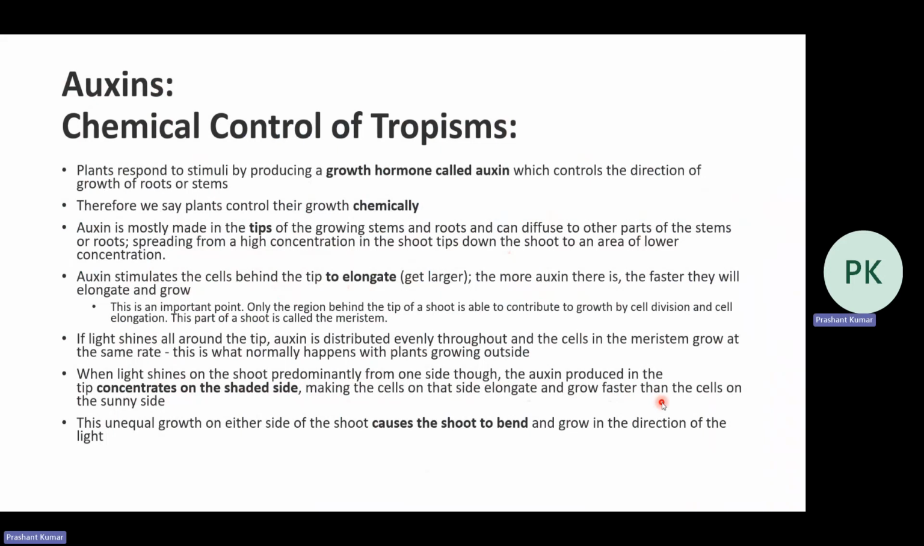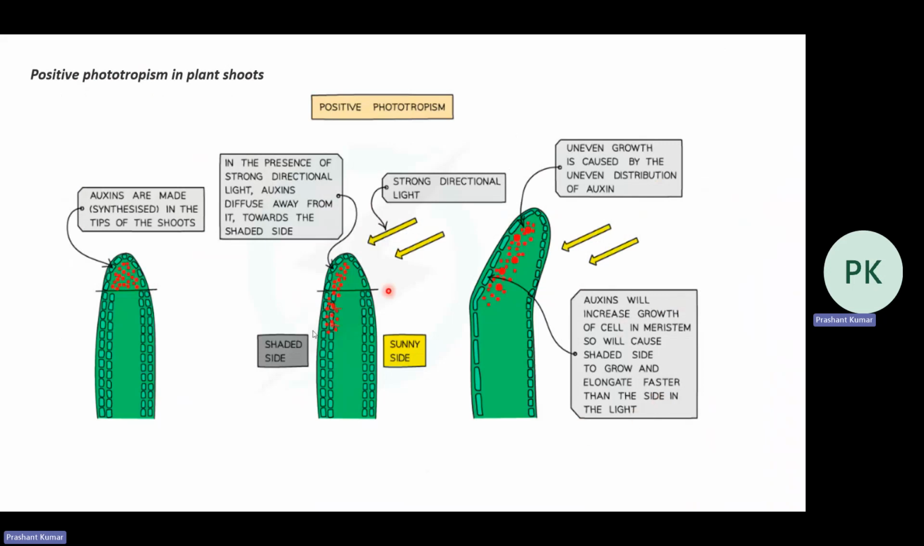That is why there is unequal growth on either side of the shoot, causing the shoot to bend and grow in the direction of the light. Like this you can see. So auxin is made in the tip and sunlight falls here, so they are going in opposite directions. And wherever the auxin goes, elongation will help in bending.